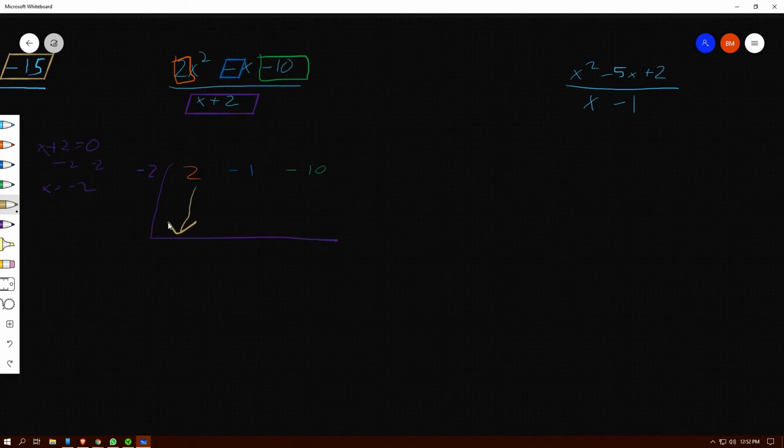First step, I bring that first term down. So I bring the 2 down. And now I'm going to multiply. Negative 2 times 2 is negative 4. I'm going to go ahead and add. Negative 5. All right, now I got to go back.